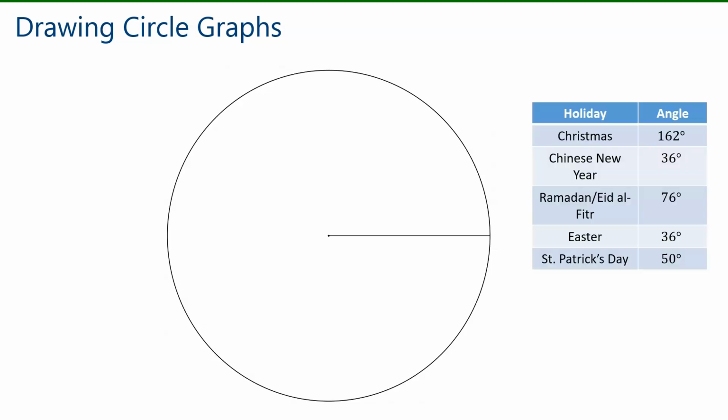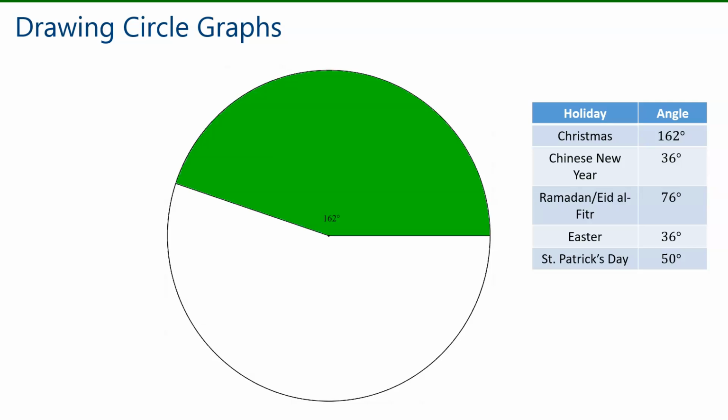So you can start off by drawing a circle. You can use a compass or trace a round object, but you do need to know where the center is. And you can start by drawing in your radius, because you need somewhere to put your protractor. So I'm going to have my angle measurements here so I can refer to them. So now placing a protractor on that line, on the radius, I'm going to measure an angle of 162 degrees. So I'm going to color that green now and make sure I correspond that with Christmas in my legend.